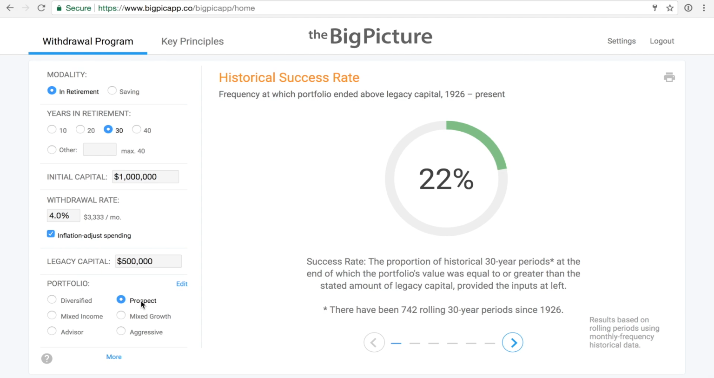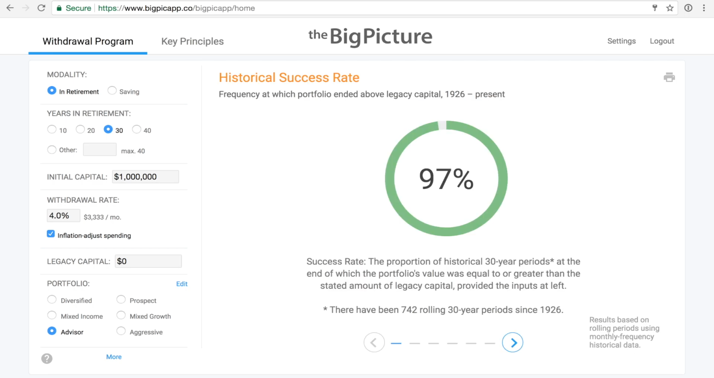22% success rate for the prospect portfolio versus 95% for the advisor portfolio. This was a portfolio I created with relatively significant equity exposure and more diversification than the prospect portfolio. That's a pretty dramatic difference. I'm going to bring the legacy capital value back to $0.